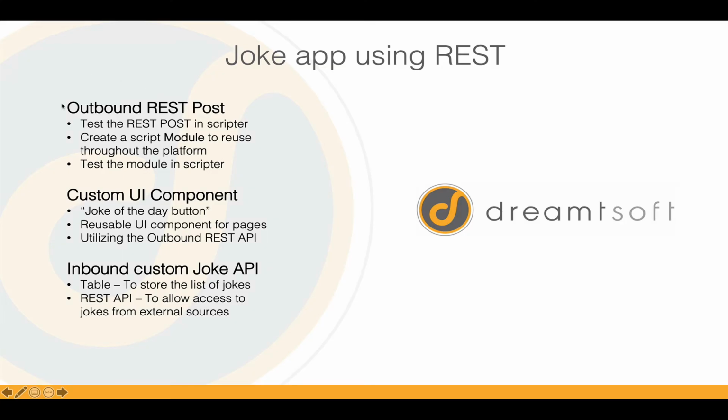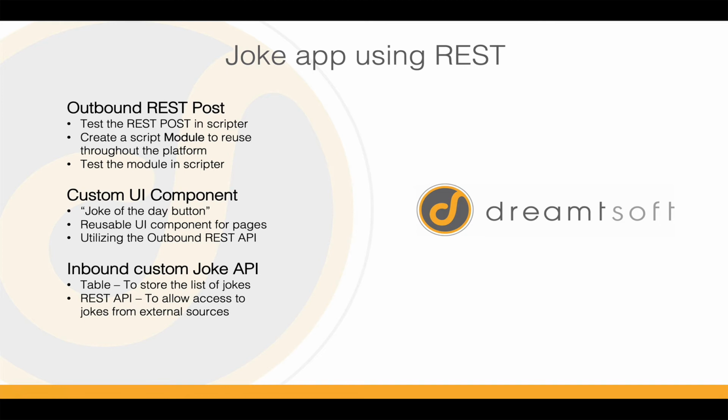Okay, so we've done the first two, which was really my main goal, which was to have that joke of the day button. We created the outbound REST functionality, which is reaching out to the API. We tested a couple times in Scripter. We created it as a module so I could reuse it. And then what we did was we built out the HTML of the custom UI component.